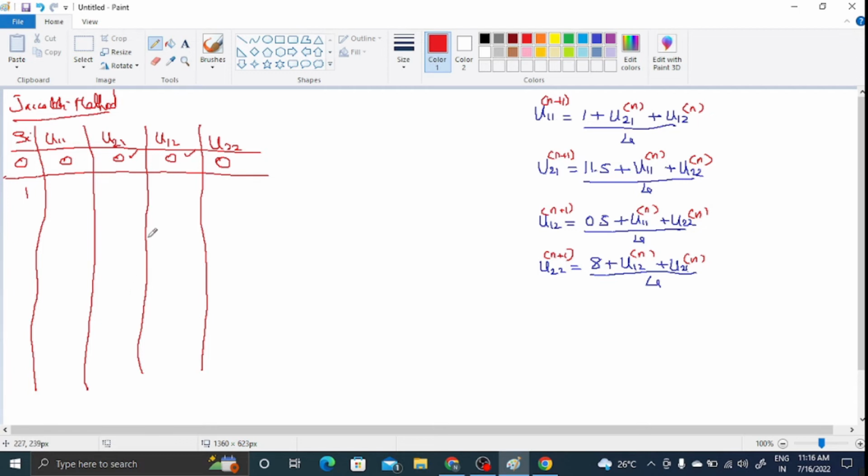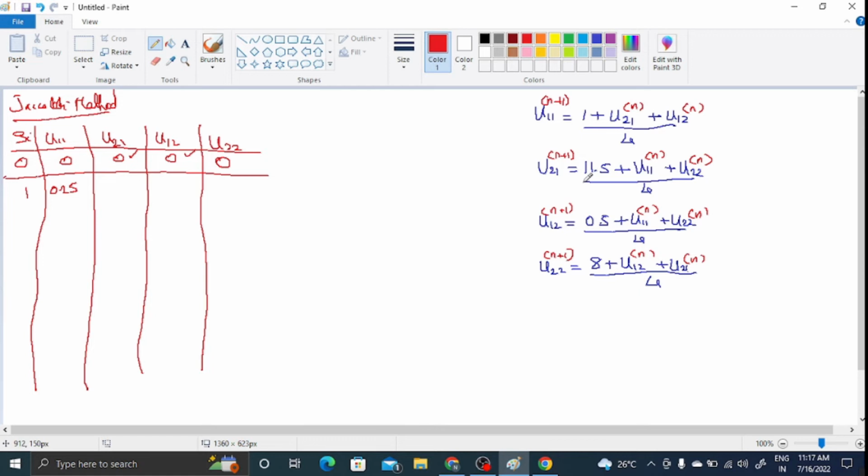That is 0.25. We should never use fractions in a numerical method, meaning we should not use ratios like 1/2. So 0.25. So U11 is equal to 0.25. Okay, so in the first iteration U11 is over.